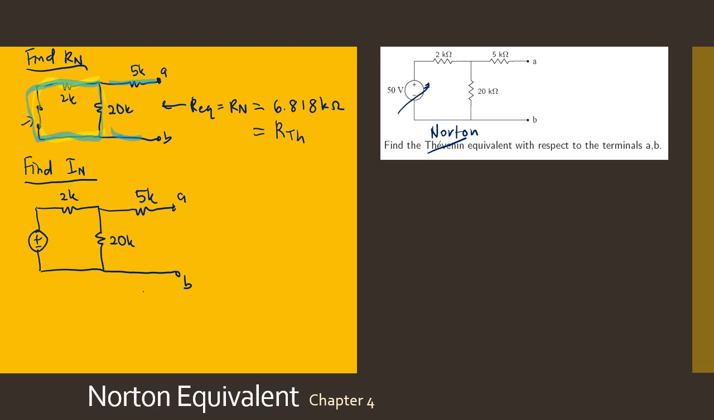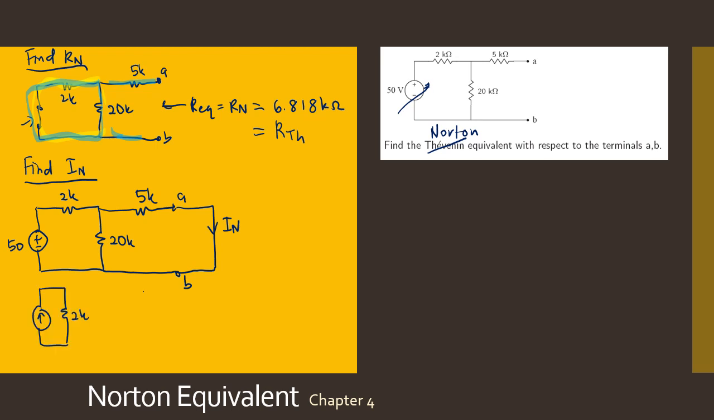Don't turn off the 50 volt independent source. At terminals A and B here, you need to short circuit this path, and the current of this short circuit path equals the Norton current. Okay, then how to calculate this? Yes, you can do the source transformation.